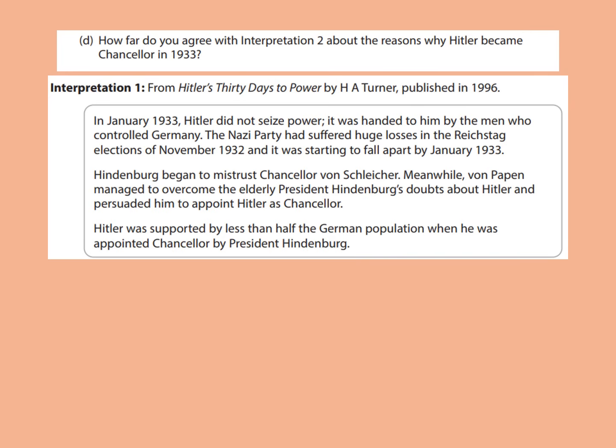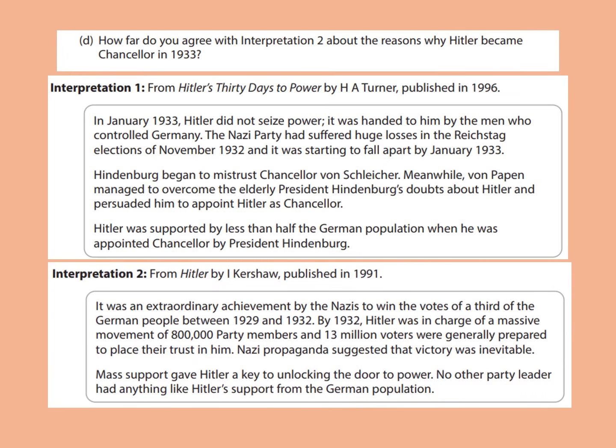This is interpretation 1, from Hitler's 30 Days to Power by H.A. Turner, published in 1996. And here is interpretation 2, from Hitler by Ian Kershaw, published in 1991. Alright, well let's focus on interpretation 2 first. What is the view of this interpretation? So this is the bit that we're going to try and agree with. It seems that Kershaw is claiming that mass support gave Hitler a key to unlocking the door to power. You might have chosen a different part of the source to justify here, but that's the gist of it.